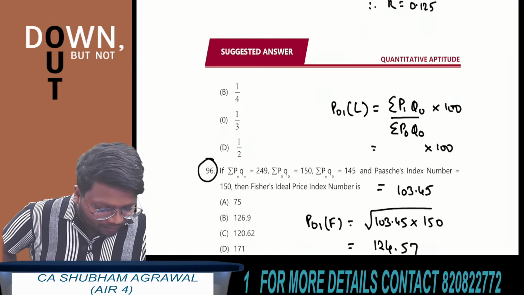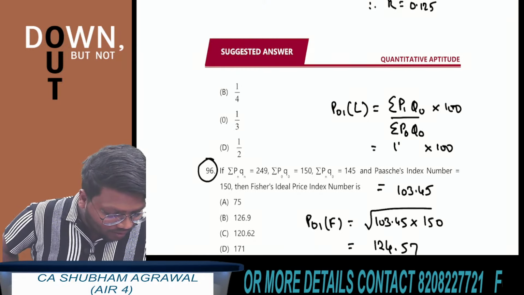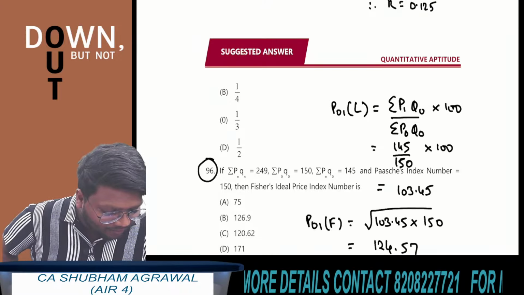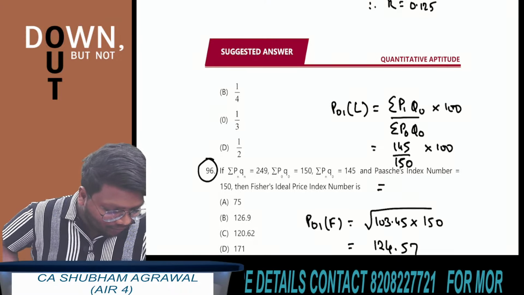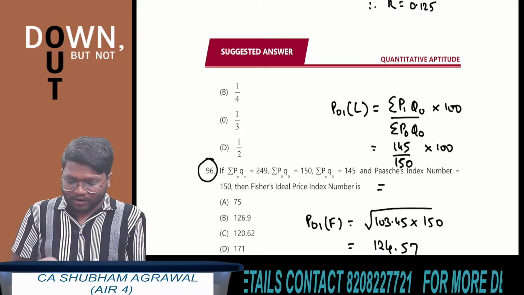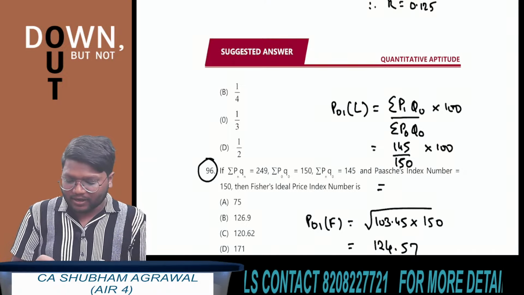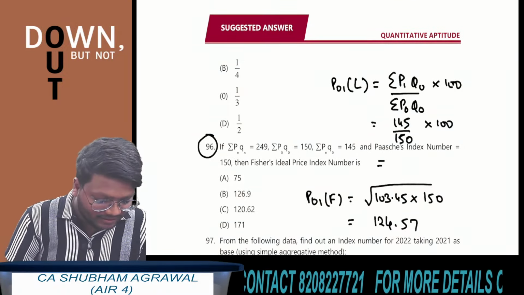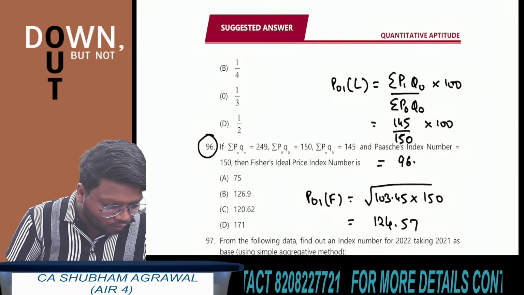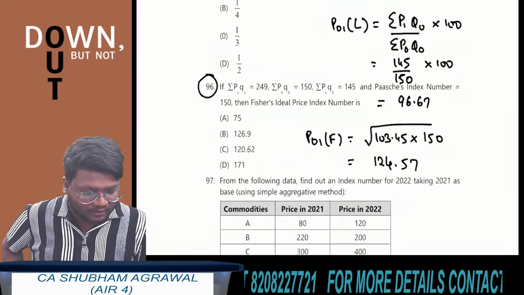And what is summation of P1 Q0 here? 145. So 145 divided by 150 multiplied by 100. Now find this on calculator. What you are getting? 96.67. If you are rounding it off up to 2 decimal places, this is 96.67.